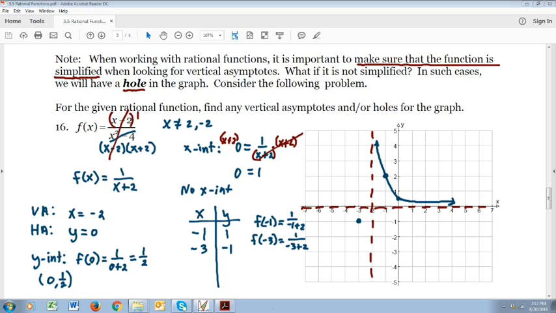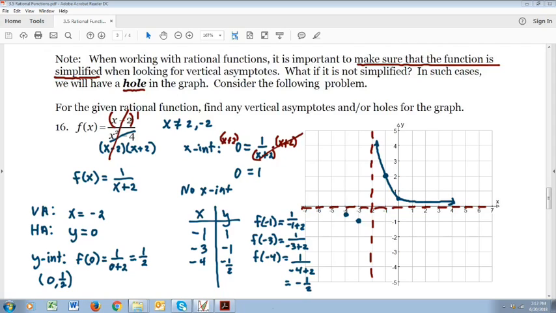So I'm kind of expecting that we're going to have an arc something like that at this point, but let's graph one more point just to make sure. So let's plug in -4. So f of -4 is 1 over -4 plus 2. That's going to be 1 over -2, or -1/2. So at -4, we're down 1/2, at -1/2.